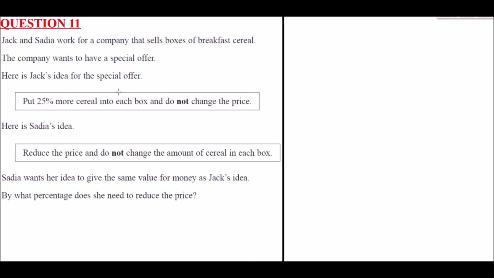Question 11, we have Jack and Sadia working for a company that sells boxes of cereal. So it wants to have a special offer, and both Jack and Sadia have these ideas for what the special offer could be. So Jack's idea is to put 25% more cereal into each box, but don't change the price. So he's basically saying, you know, it's like a 25% extra free sort of deal. Whereas Sadia's saying, reduce the price, but don't change the amount of cereal in the box.